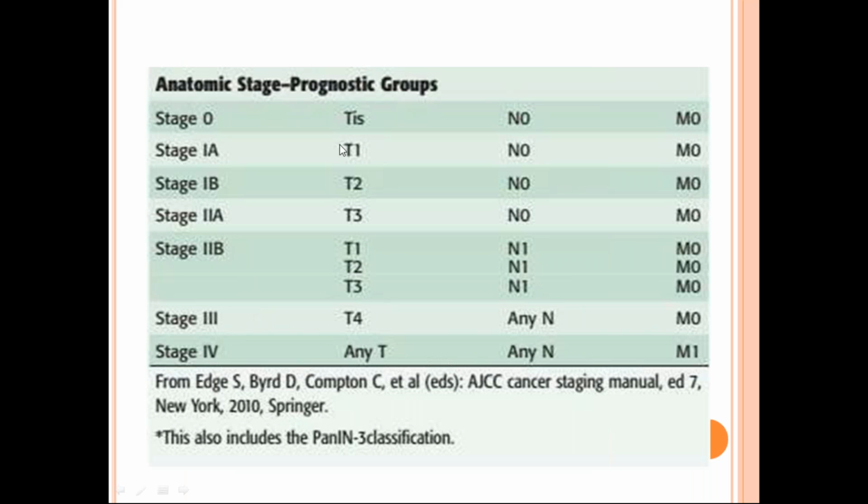Next, coming to the staging. So 1A, 1B and 2A follow as T1, T2, T3 with N0 and M0. 2B is T1 to T3 with N1, M0. Stage 3 is T4, any N, M0. Stage 4 is any T, any N, M1.